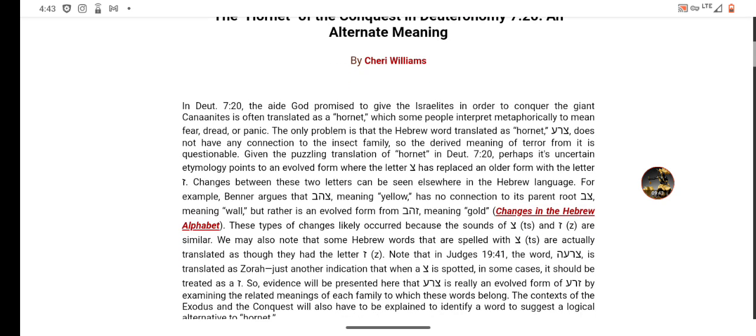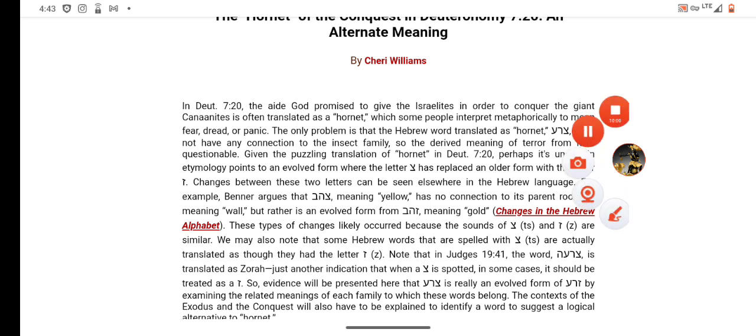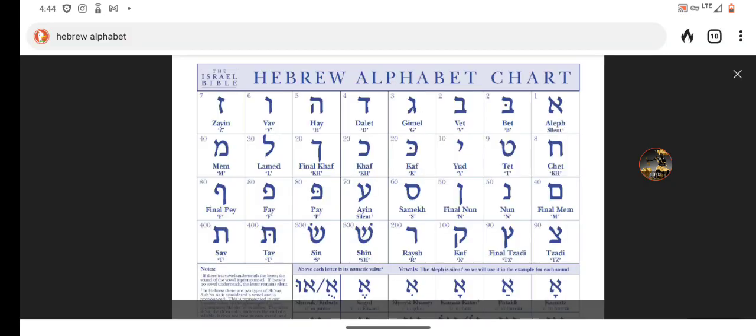Now, let's focus on this letter right here. This is the one that they changed. It has replaced an older form with the letter. Let's find out about this one right here. Let's go. Let's rock. And this is the source of your alphabet. The Aleph Bet is what it is.